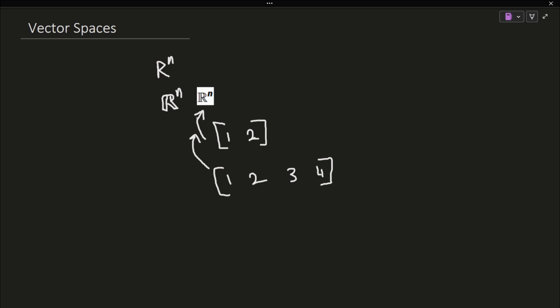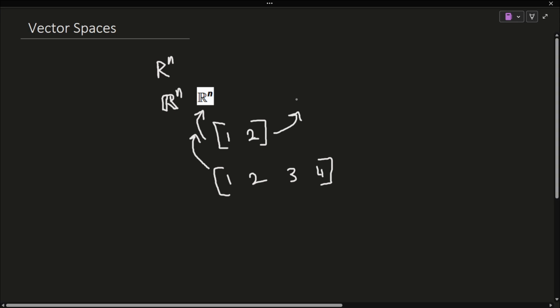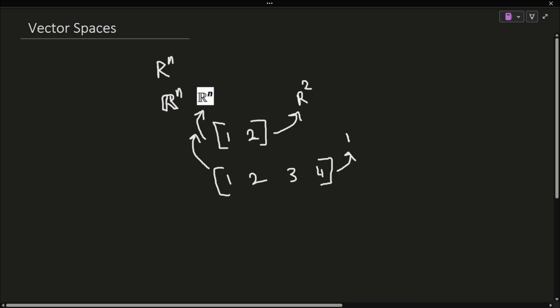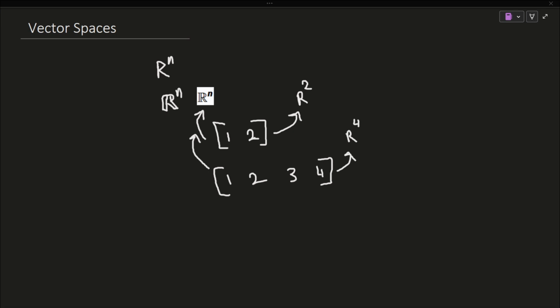We're going to call this an n-space. The set of all n-tuples is going to be referred to as the n-space. So this particular tuple is of dimension 2, so we could also say that it belongs to the 2-space, which would be the set of all 2-tuples. And this would belong to the set of all 4-tuples, or the 4-space, because it's a 4-tuple and has dimension 4.